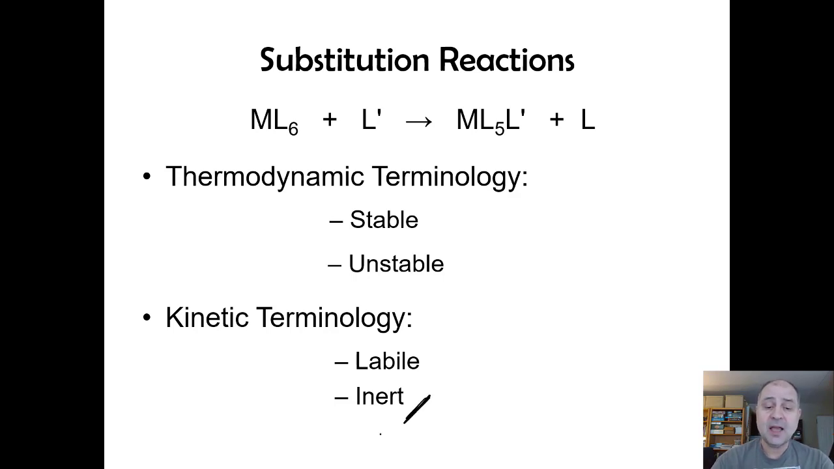So you can have an unstable compound that is inert, meaning it will slowly convert to its thermodynamic product, which will have a large negative change in energy, right? Exothermic processes are thermodynamically favorable. And so this applies to ligand exchange reactions as well. Here we have a generic substitution of L by L prime, so you're just exchanging one of the ligands.